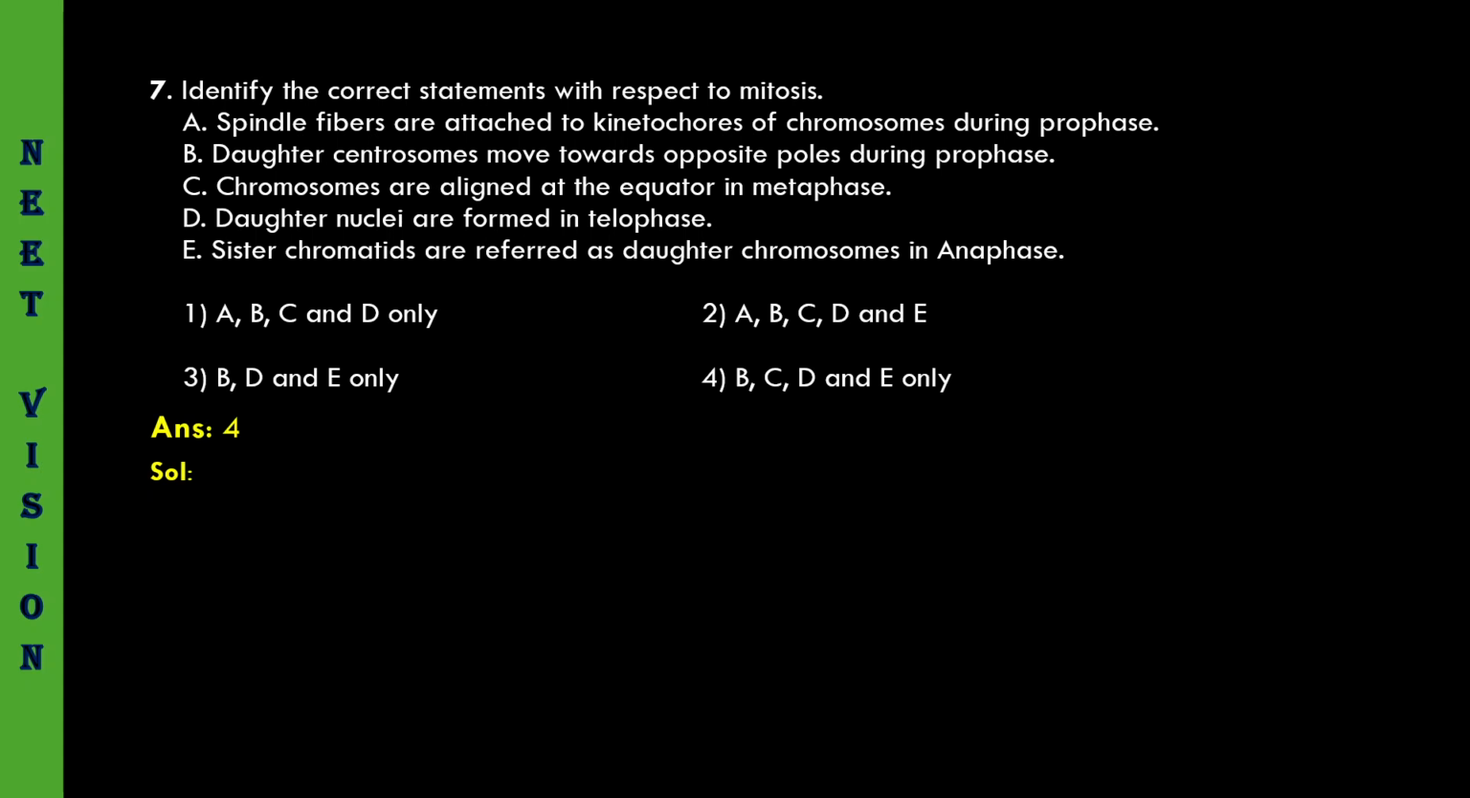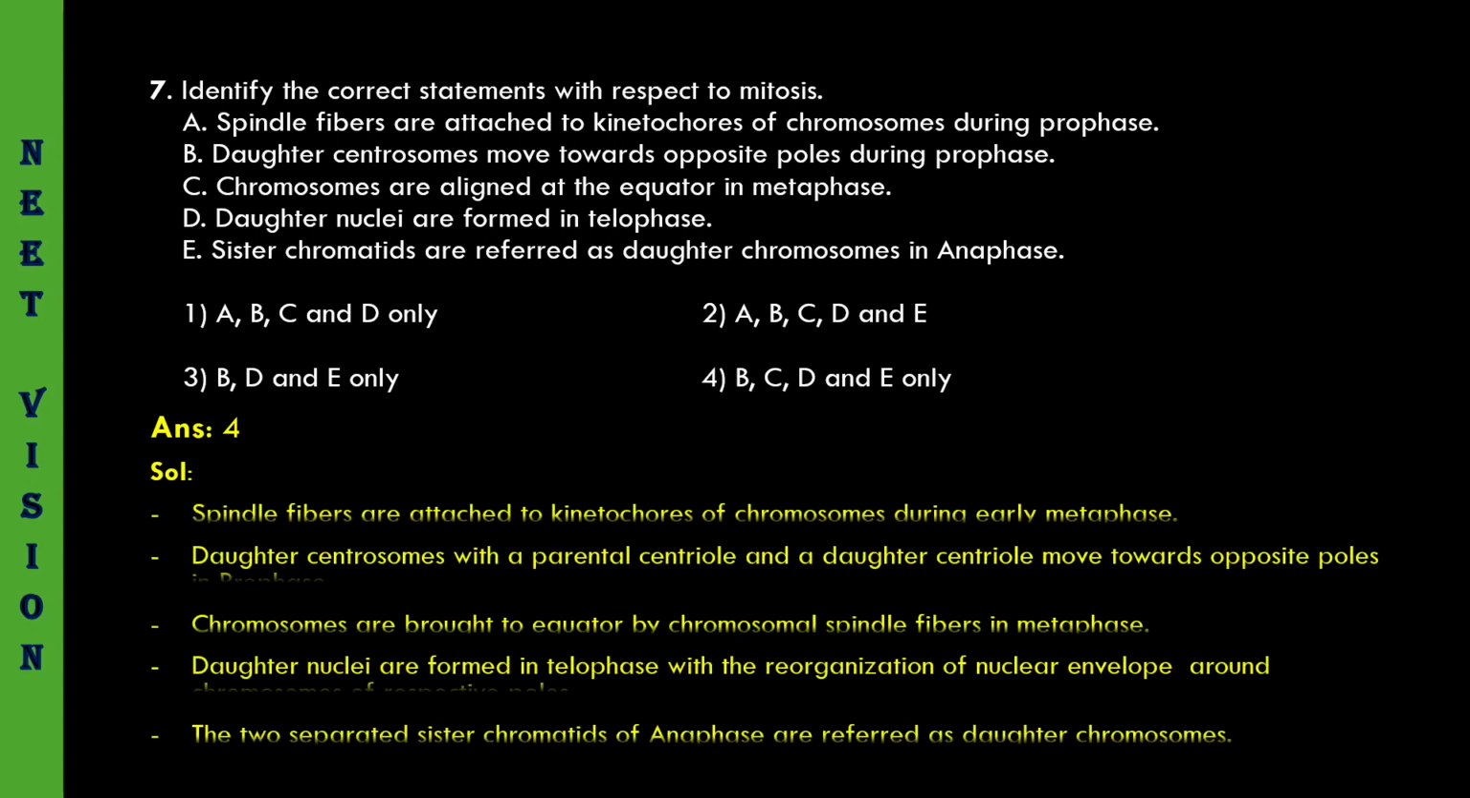Let us see the answer. Fourth one. Here is the explanation and also read out. Spindle fibers are attached to kinetochores of chromosomes during early metaphase. Daughter centrosomes with a parental centriole and a daughter centriole move towards opposite poles in prophase. Chromosomes are brought to equator by chromosomal spindle fibers in metaphase. Daughter nuclei are formed in telophase with the reorganization of nuclear envelope around chromosomes at respective poles. The two separated sister chromatids of anaphase are referred to as daughter chromosomes. Coming to the next question.